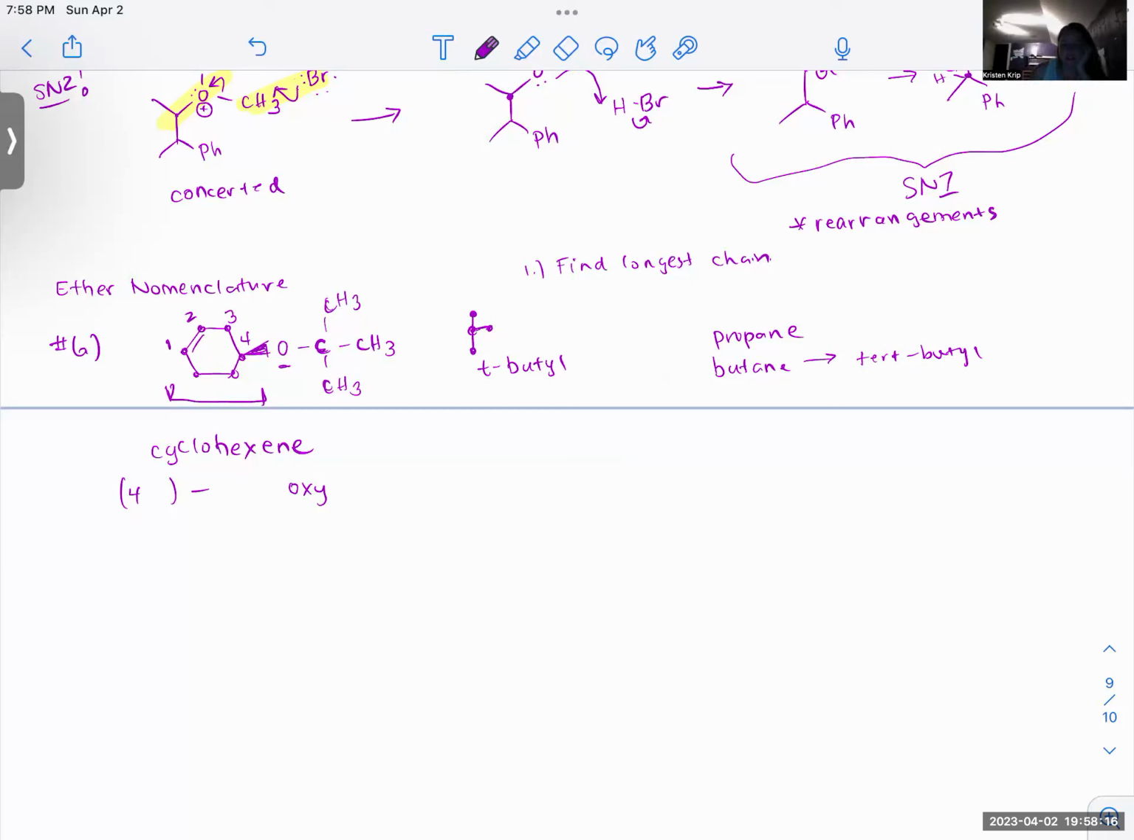But basically, this is a tert butyl, so it would just be a tert butoxy, T butoxy, because instead of the yl, we do oxy. So it's a T butoxy group. And then we also have to figure out the chirality at that point.